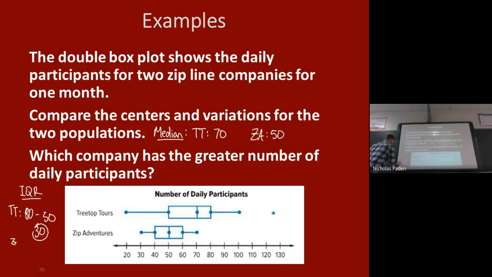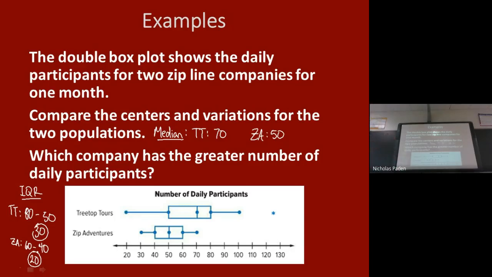And then Zip Adventures, look at their box. Their box goes from 40 to 60. So Q3 would be 60 minus Q1 would be 40. And 60 minus 40 is 20. So Zip Adventures is a little bit closer together, even though their median is not as big. The center of their data set is not as far up. Their numbers are closer together.